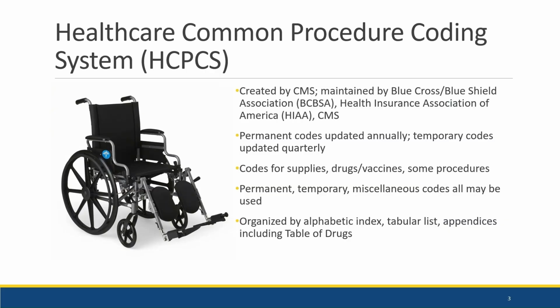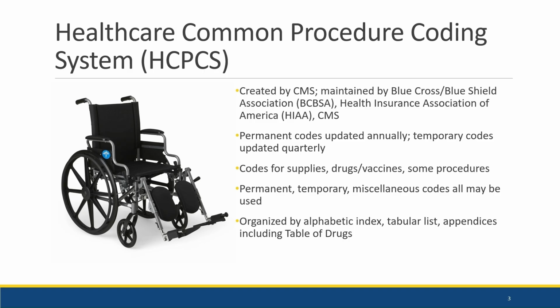The Healthcare Common Procedural Coding System was created by the Centers for Medicare and Medicaid Services, or CMS, and is currently maintained by CMS, Blue Cross Blue Shield, and the Health Insurance Association of America. The manual is used occasionally, depending on the type of office or facility you work for, and it contains codes for supplies like medical equipment and disposable items, drugs and vaccines, and some procedures billed to Medicare and Medicaid.